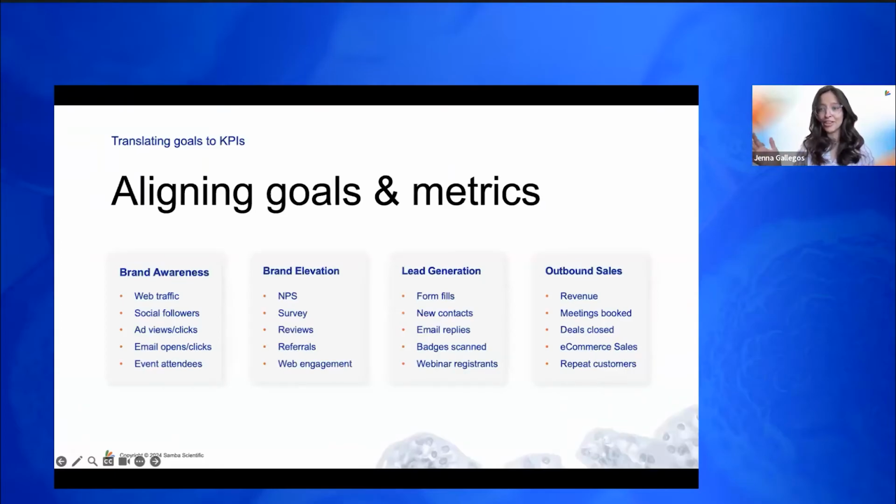All right, so now how do we actually translate those goals into measurable key performance indicators? There's a lot of information on this slide. Again, the recording will be available later, so you can continue to reference it. But what I wanted to call out is that actually the metrics can be pretty different depending on the goals. So when we're talking about brand awareness, we're usually looking at web traffic, social followers, ad engagement, or email engagement, and event engagement.